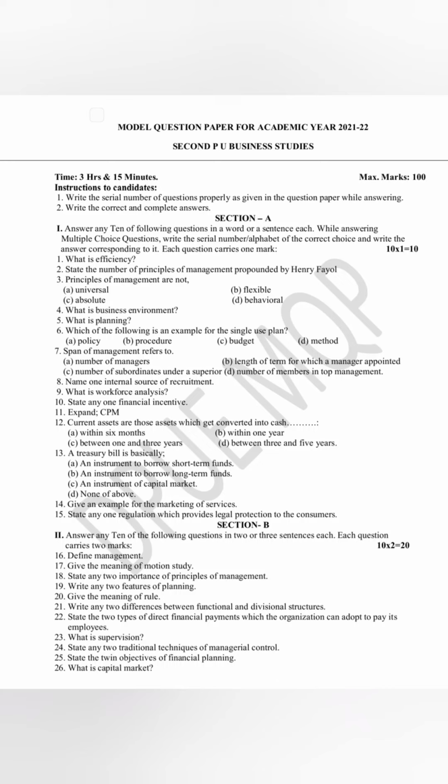Now state any one financial incentive. Bonus can be the financial incentive. Expand CPM, critical path method. And the question on PERT can also be asked, that is Program Evaluation Review Technique. Current assets are those assets which get converted into cash within 1 year. A treasury bill is basically an instrument to borrow short term funds.